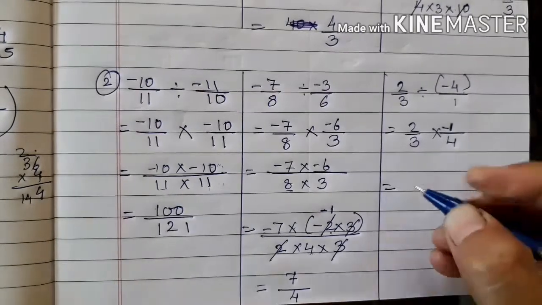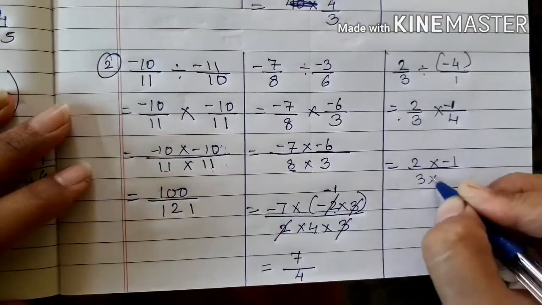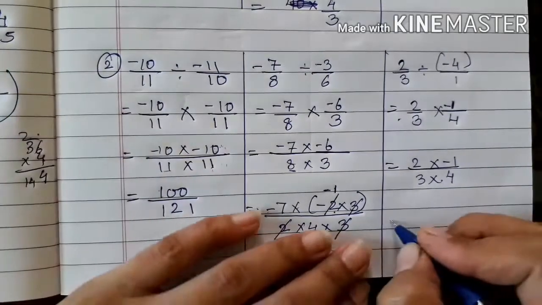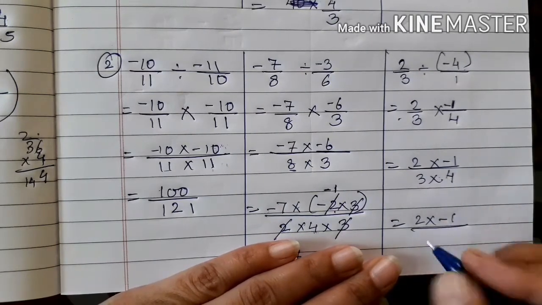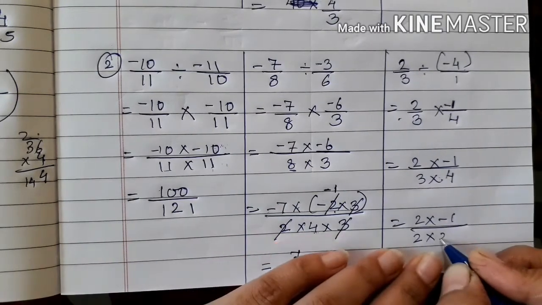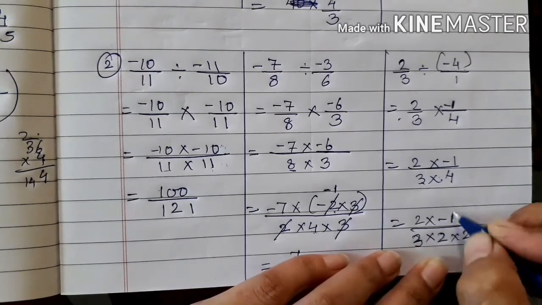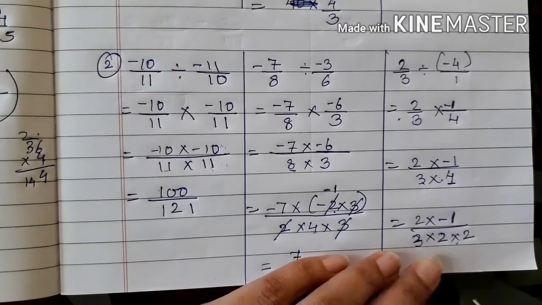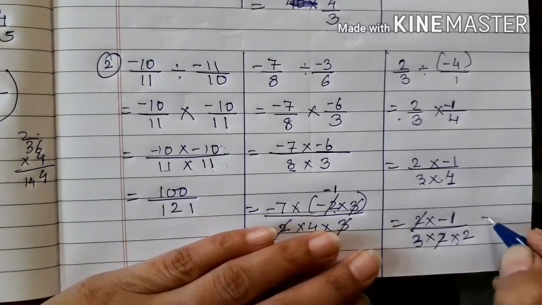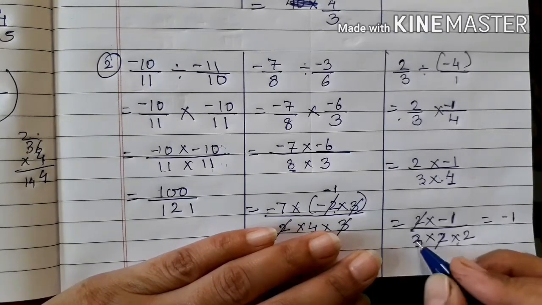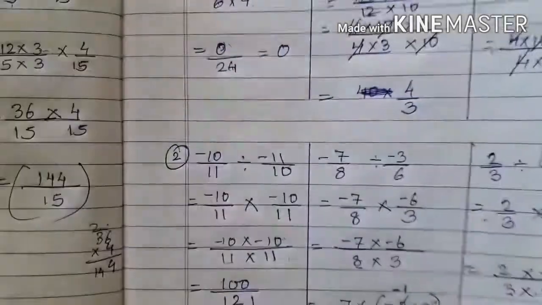So this will change to bring this equation together. 2 into minus 1 and 3 into 4. This will remain as it is. This equation will remain as it is. But this will change, right? So 2 into, sorry, this is 3. So 3 into 2 into 2. Why 2 into 2? I have reduced this 4 into 2 into 2. So cut this. What is remaining? Minus 1 and 3 2s are 6. Okay children, this was easy.